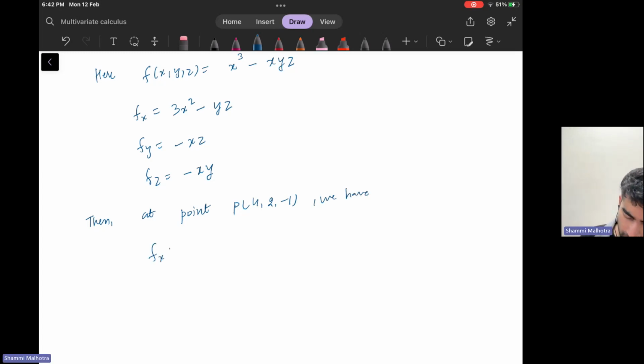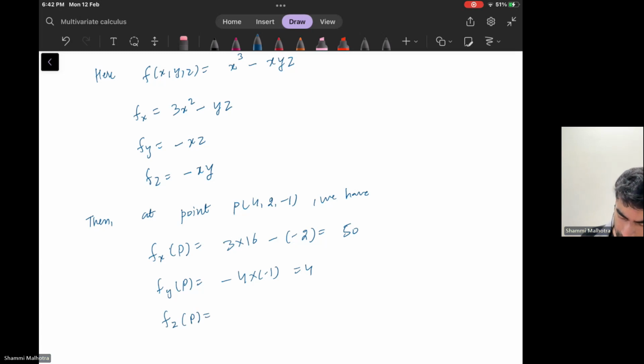fx at P is 3 times 16 minus 2, so this will be 46. Fy at P would be minus x times z, so this is minus 4 times minus 1, which is 4. Then fz at P is equal to minus 4 times 2, so this will be minus 8.